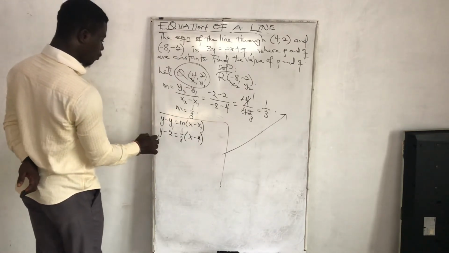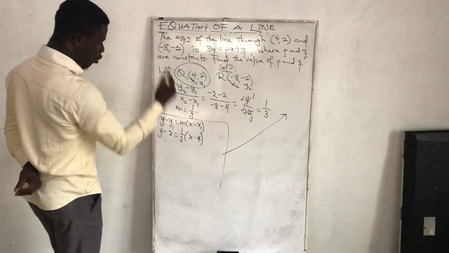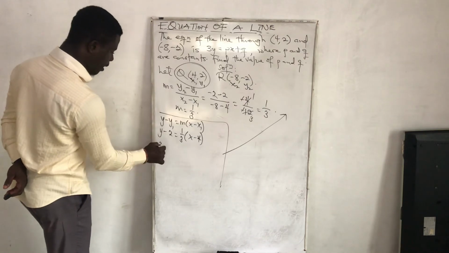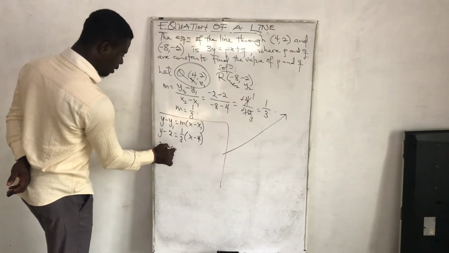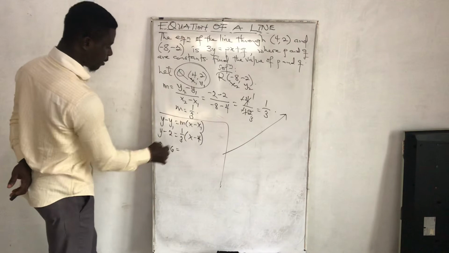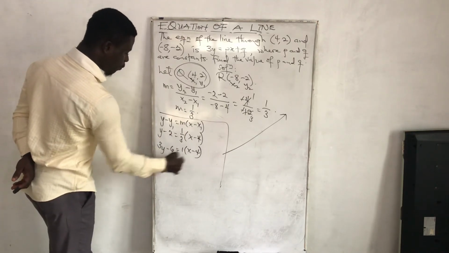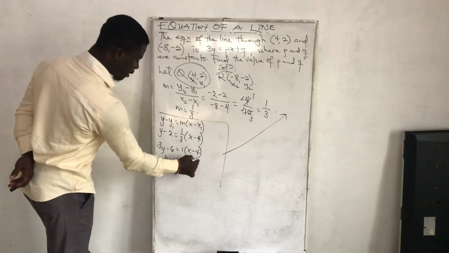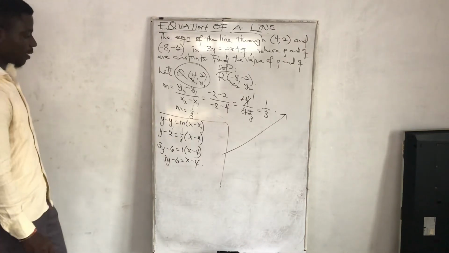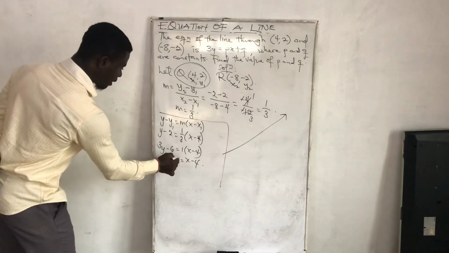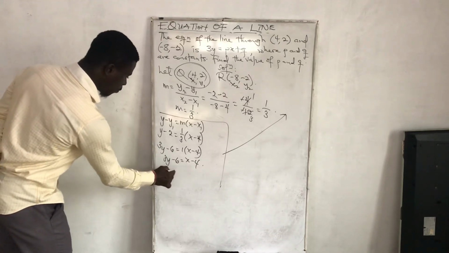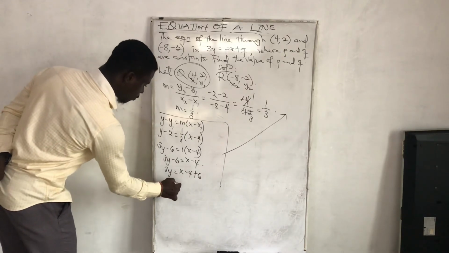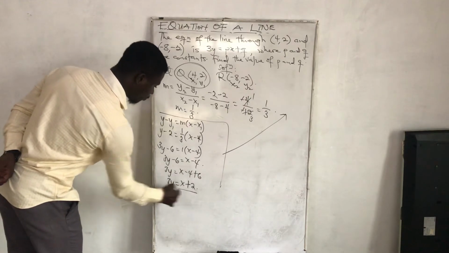Then we can use the LCM and multiply through by 3. I get 3 times y, which is 3y, minus 3 times 2, which is 6, equals 3 times the whole of that, which is 1 times (x minus 4). So 3y minus 6 equals x minus 4. Let's send minus 6 to the right hand side. So 3y equals x minus 4 plus 6, and I get 3y equals x plus 2.